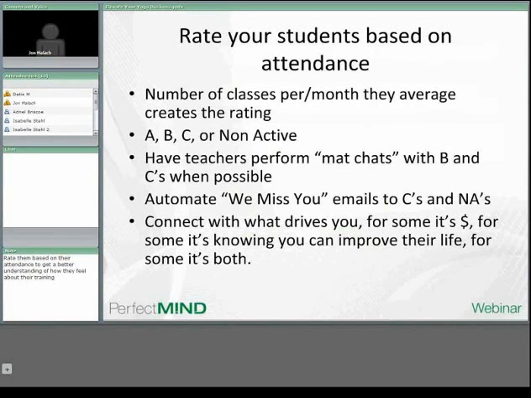And the last point here is, in case it's something that maybe you're not very interested in because you feel like, again, it could be too pushy, I ask you humbly to connect with what drives you. For some people, it's money of having more students paying higher tuition. For some people, it's knowing that you can improve the life of the students that you're reaching out to. For some people, it's both.